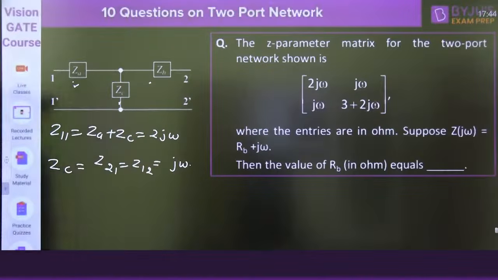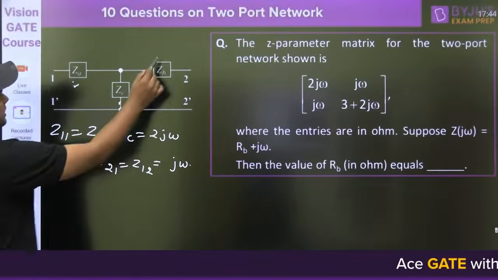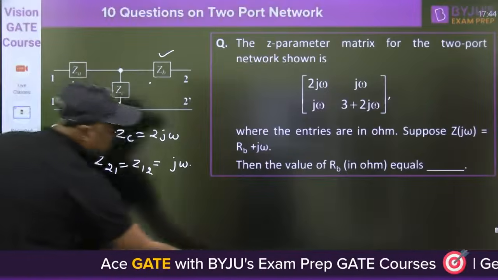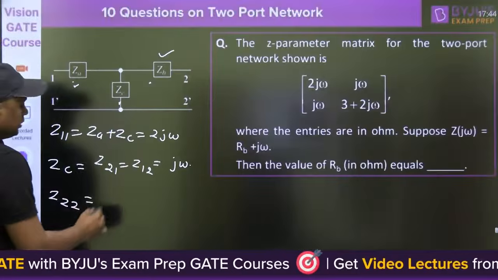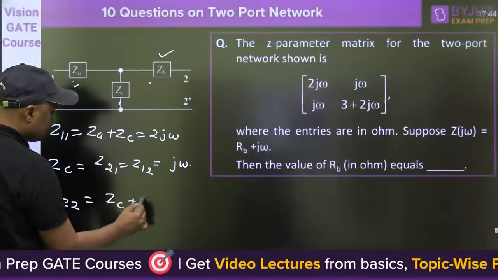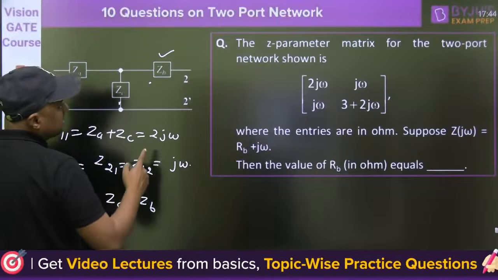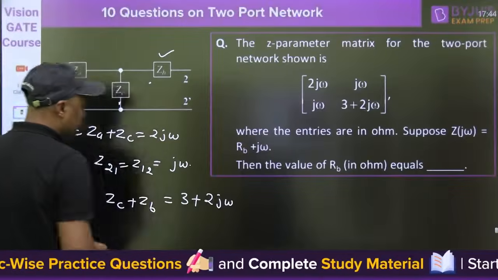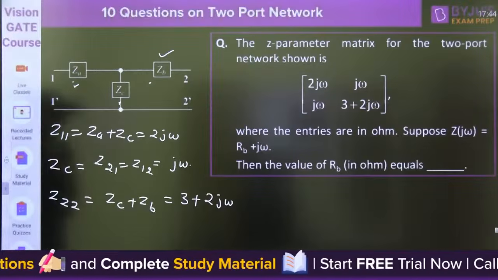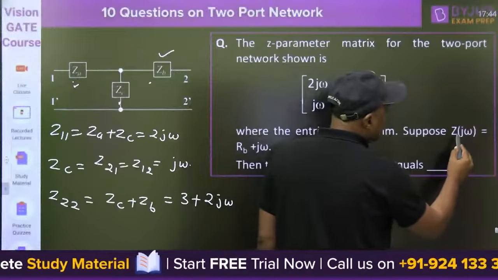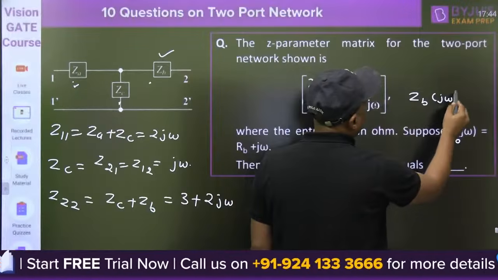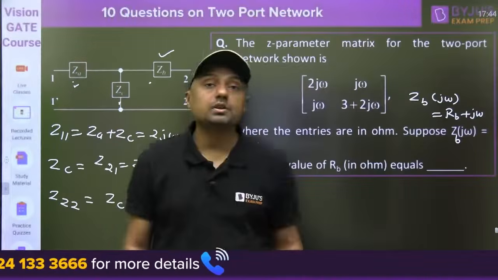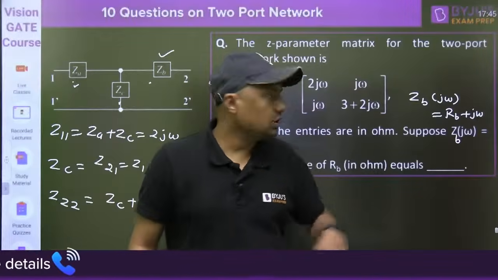That is visible. Right? Okay. Then, what is the ZB here? Z22 is equal to ZC plus ZB. And what is ZC plus ZB? It is given as 3 plus 2j omega. Right? Now, it is asked, it is actually ZB. ZB(j omega) is given as RB plus j omega. ZB is equal to RB plus j omega. Then you have to find what is the value of RB here?